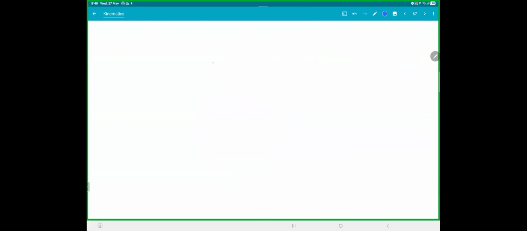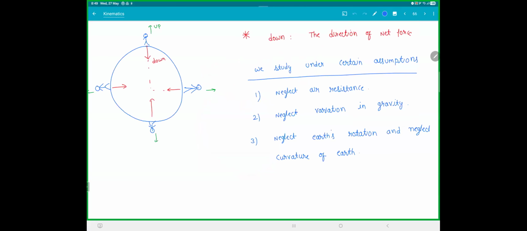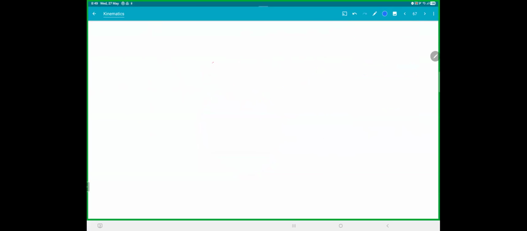There. So those are the few assumptions we have. So keep this in mind. We neglect air resistance, variation in gravity, Earth rotation, and curvature of Earth. Now, let's see a bit of theory there. So yeah, for most of the problems, we'll assume it is flat. So consider a particle projected vertically with speed u.